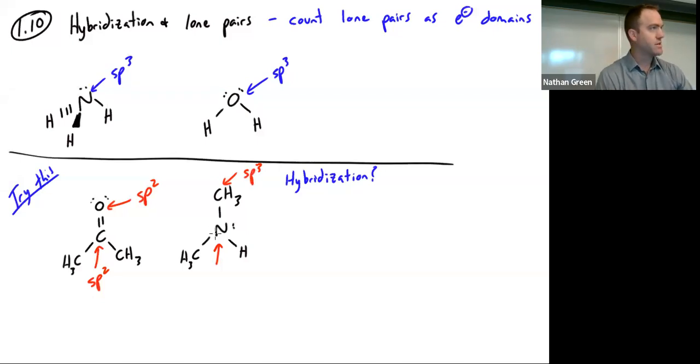And then this nitrogen, how many domains? sp3 because it has 1, 2, 3, 4 domains around it as well. Count the lone pair as a domain. You'll be good to go.